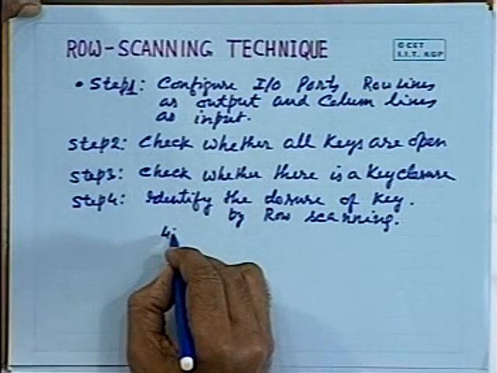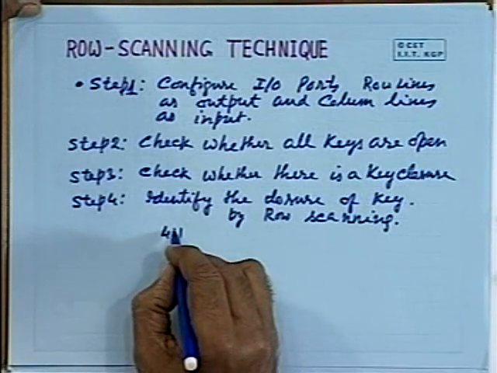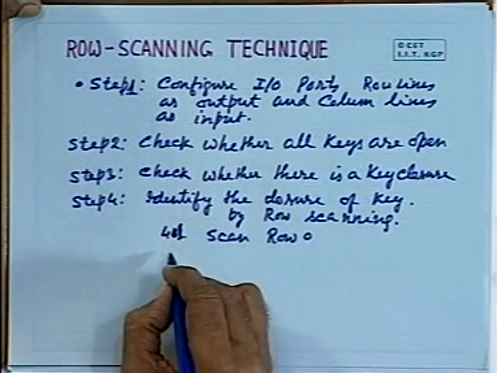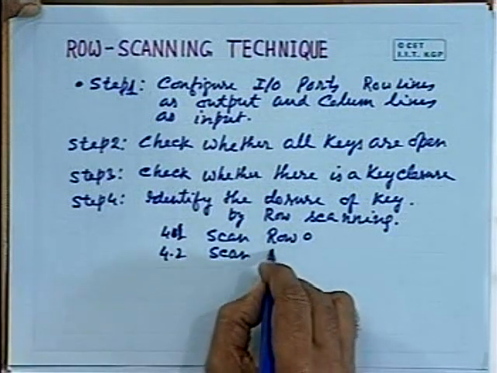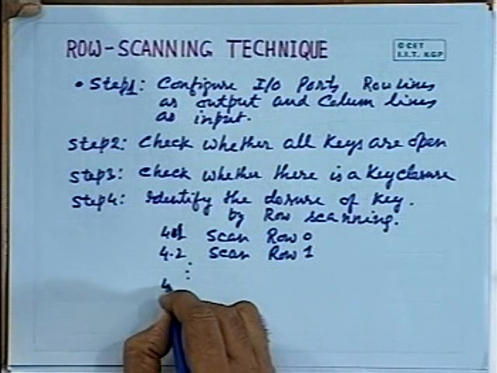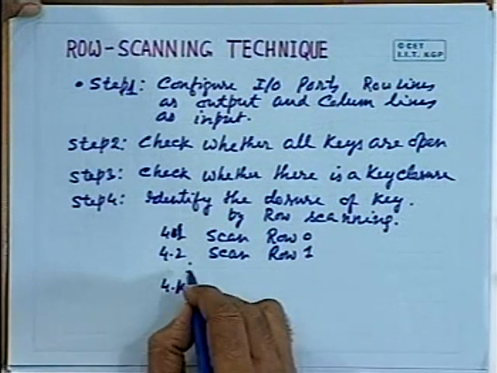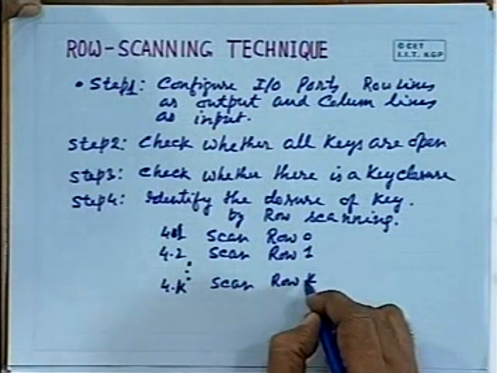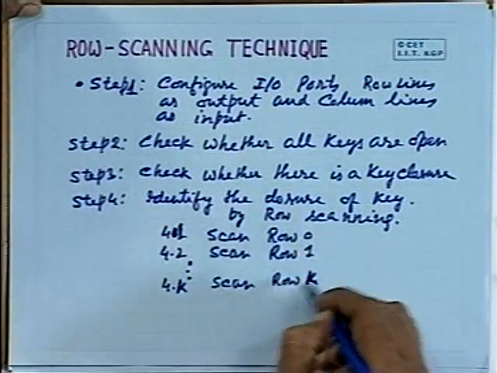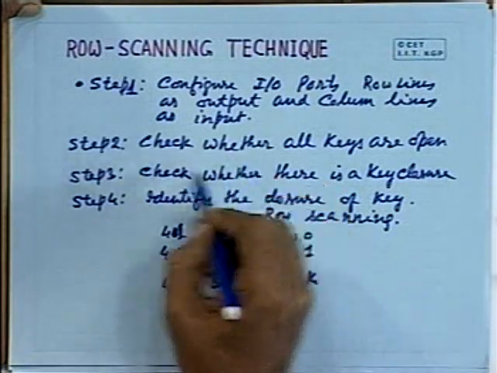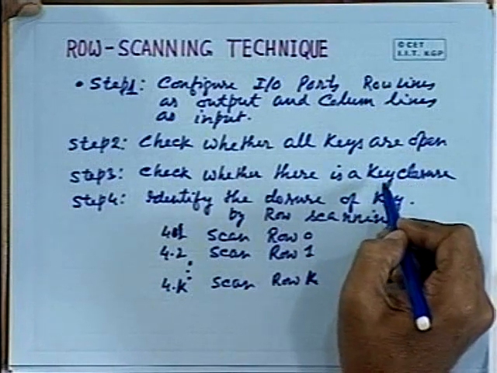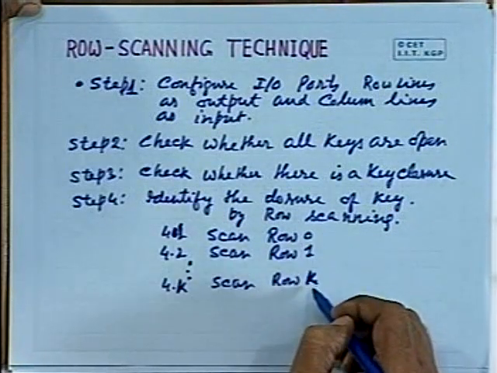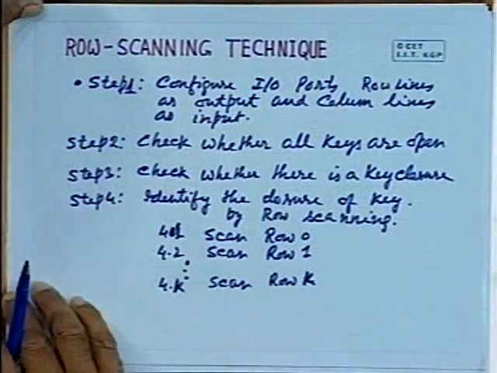So you can say there are several steps. Step 4.1 is scan row 0. 4.2 is scan row 1. In this way, we will go to k steps. Let's assume there are k rows, so scan row k. You will write a program where this step will be in a loop, and the row scanning will also be done in a loop, and you will require k steps to identify key closure.